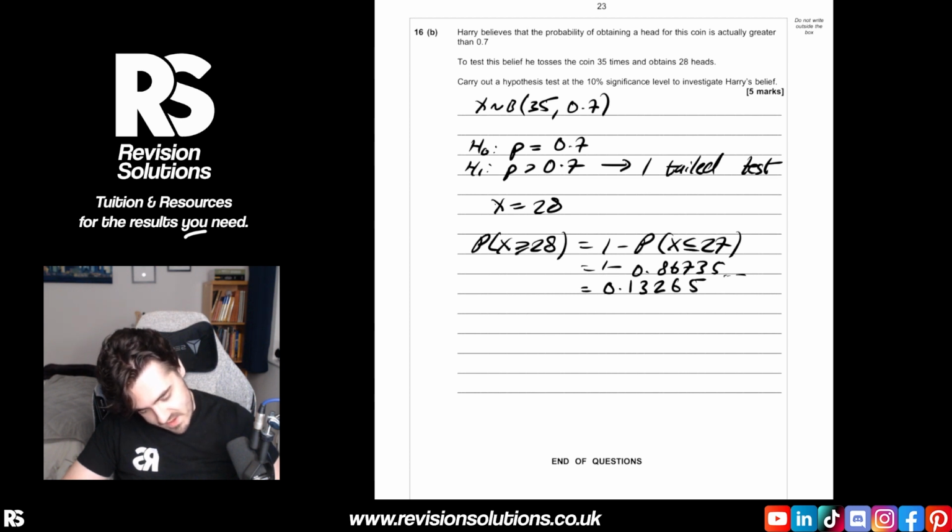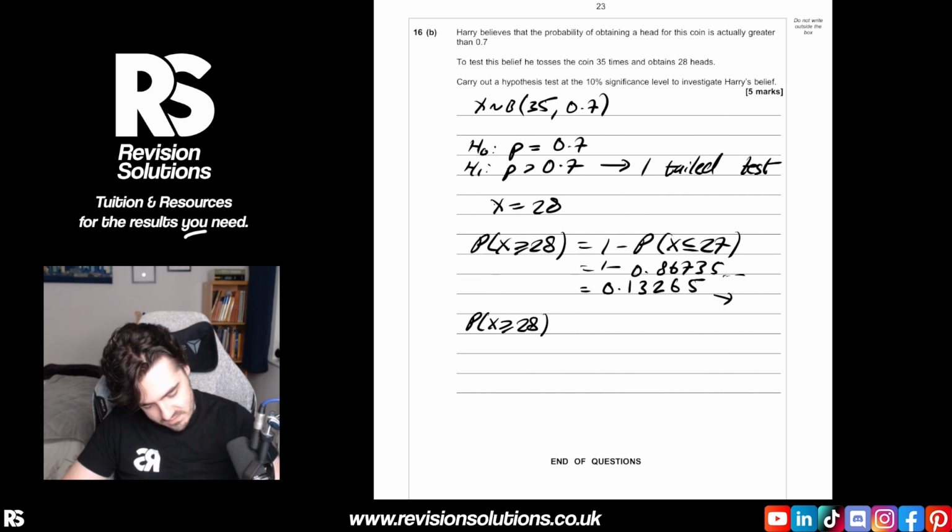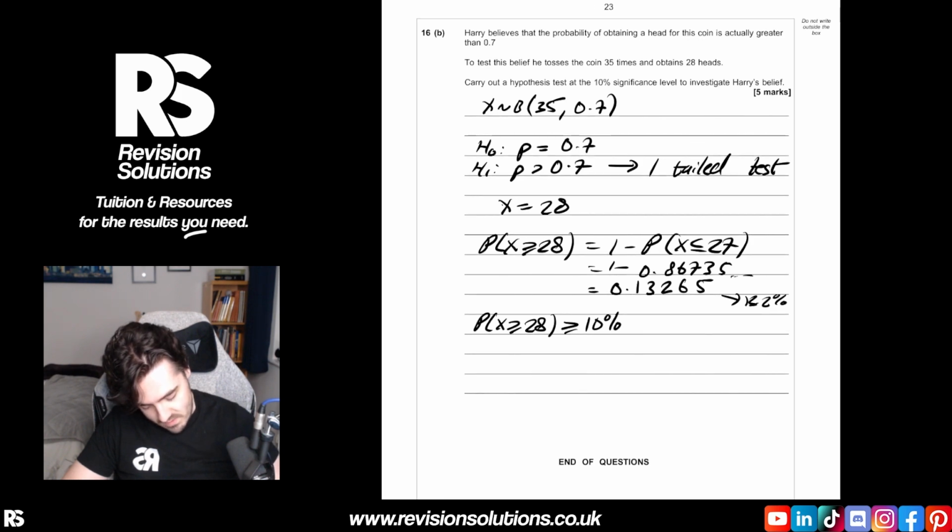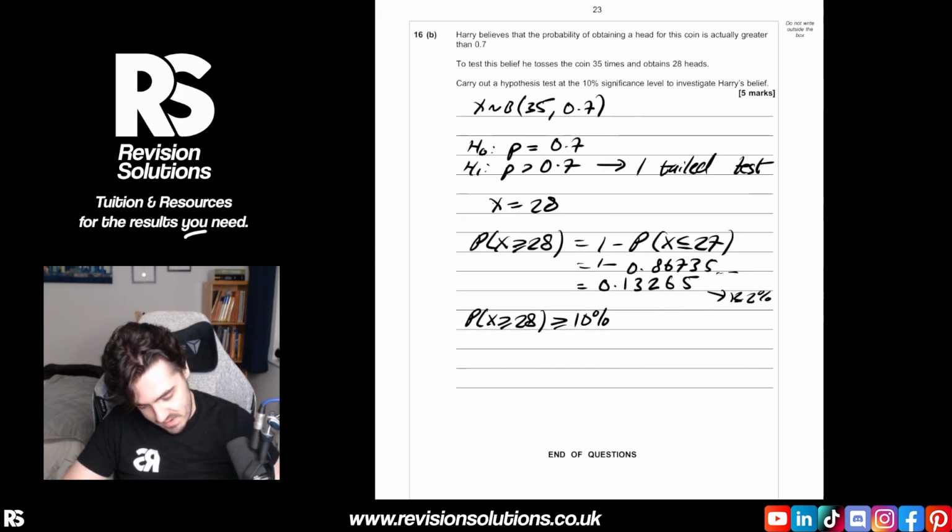So the probability of getting 28 heads or more is actually bigger than 10%, because that's like 13.2%. So we don't have any evidence to support Harry's claim. So we reject the test hypothesis in that case.